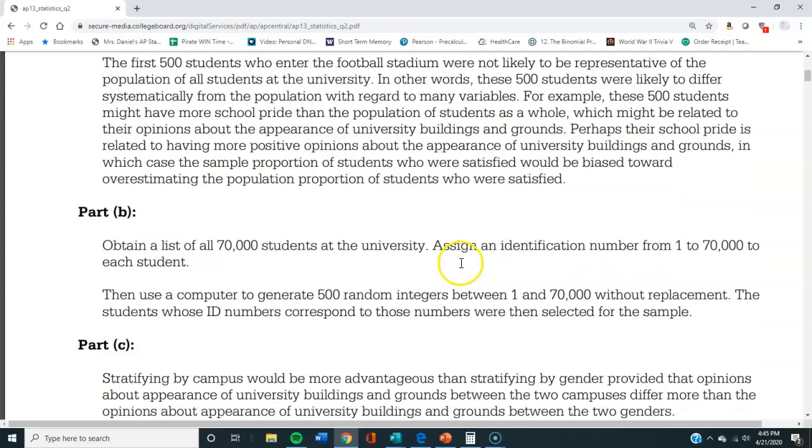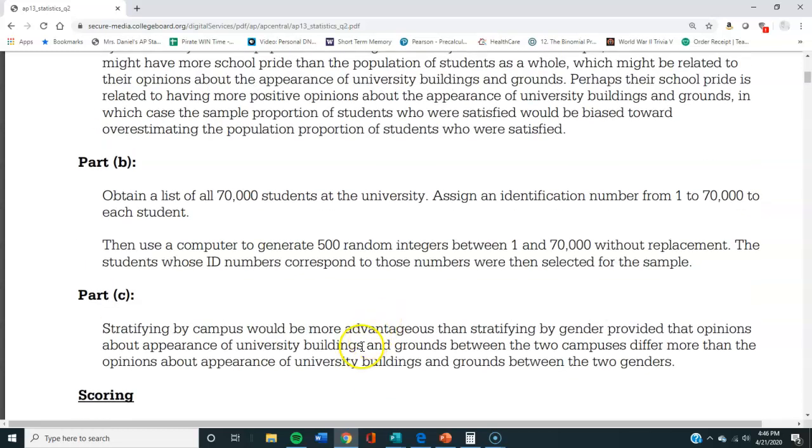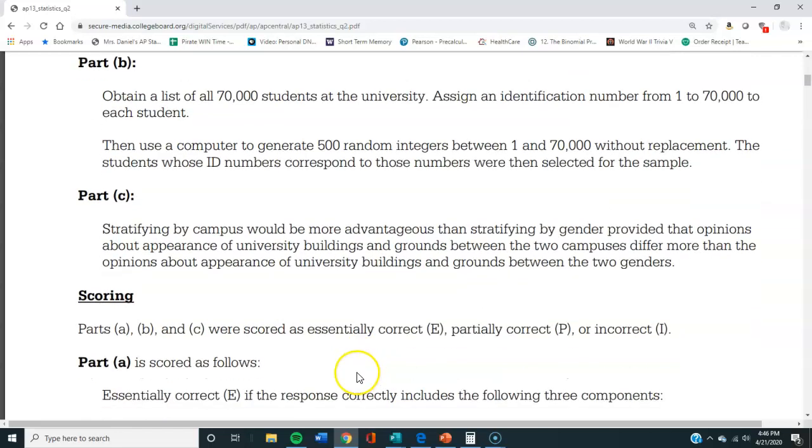For A. In part B, you'd have to get a list of all 70,000 students and assign them a number between 1 and 70,000. Then use a random number generator to select students without replacement, and they would be your sample. That would be a better sample. Would be the best? Actually, no. C would be the best.